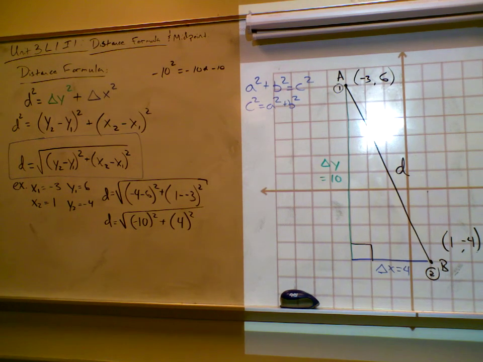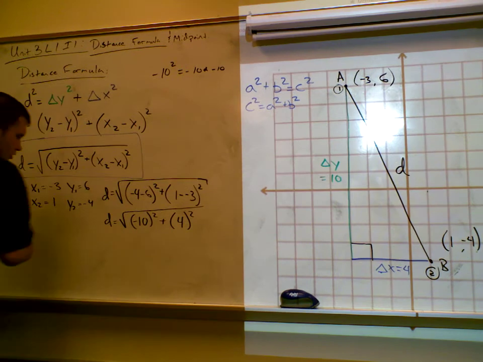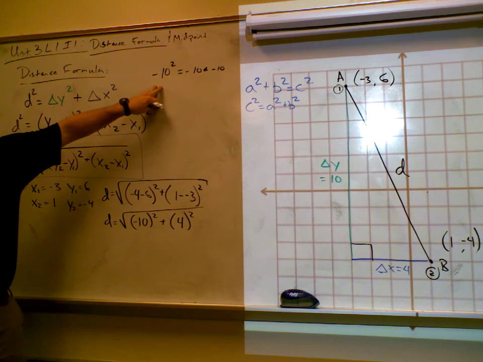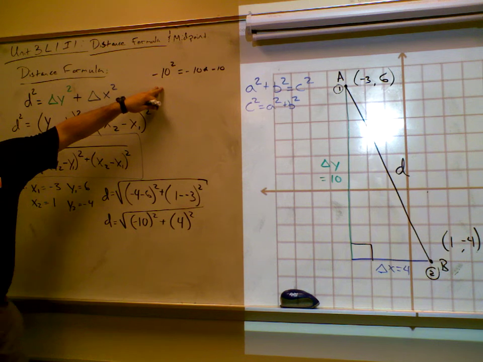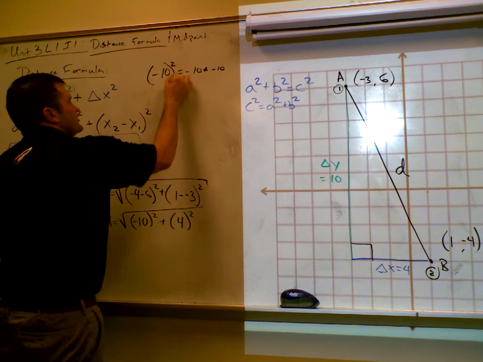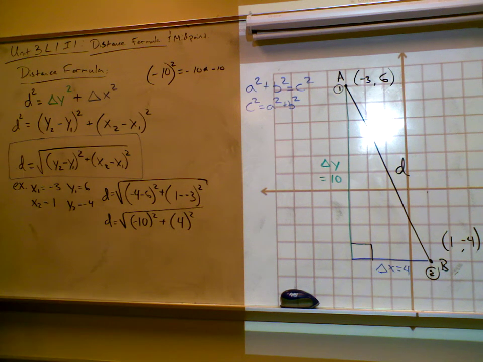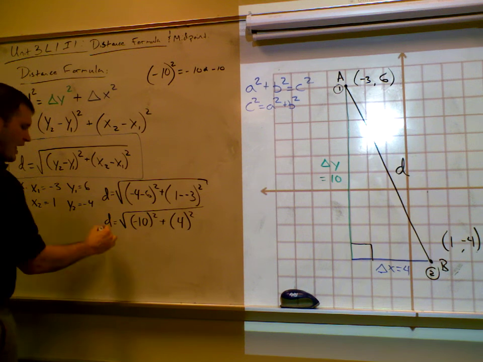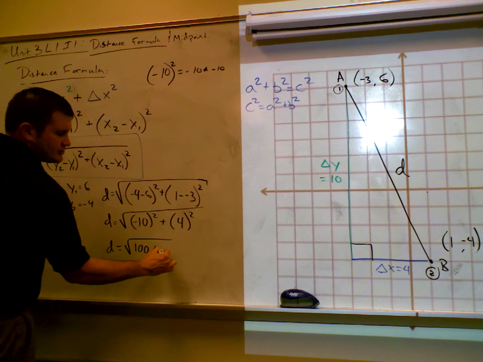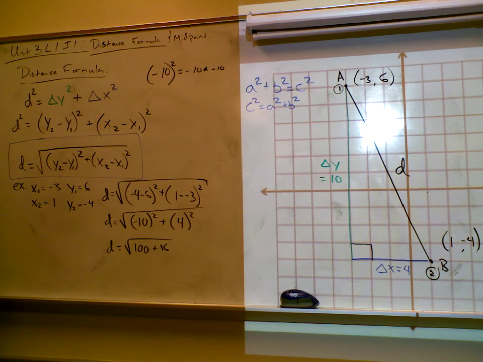So what's -10 squared? 100. Now, if you put this in your calculator like this, -10 squared, it's not going to work, because your calculator does the exponent first and then puts the negative sign on it. If you're trying to use your calculator for squaring something, you need to put in parentheses, especially with a negative sign. If you do that, you'll get 100 plus 16. 100 plus 16 is 116, right? The square root of 116.